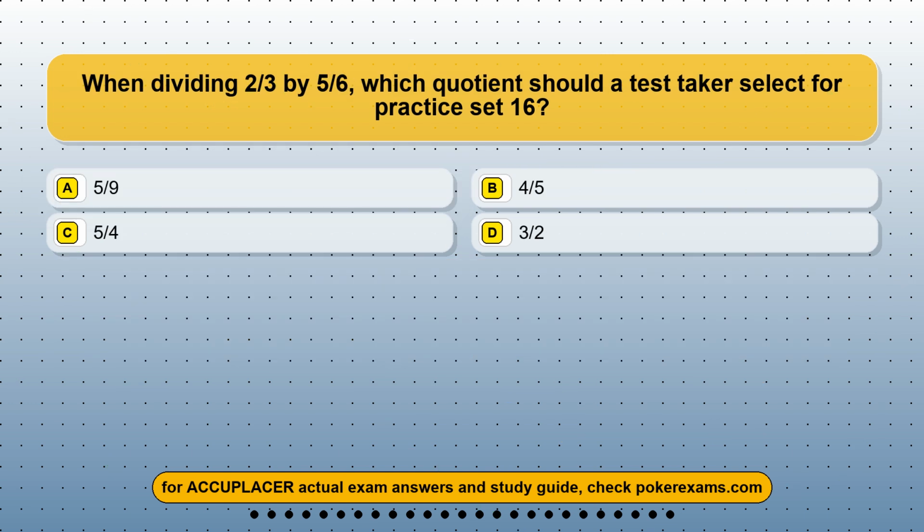Question 12. When dividing 2/3 by 5/6, which quotient should a test taker select for practice set 16? Option A, 5/9. Option B, 4/5. Option C, 5/4. Option D, 3/2.